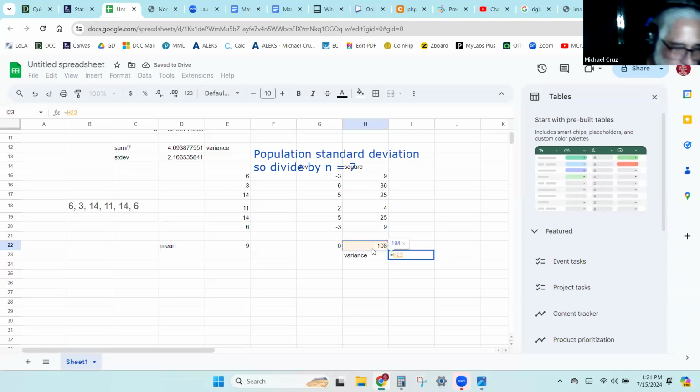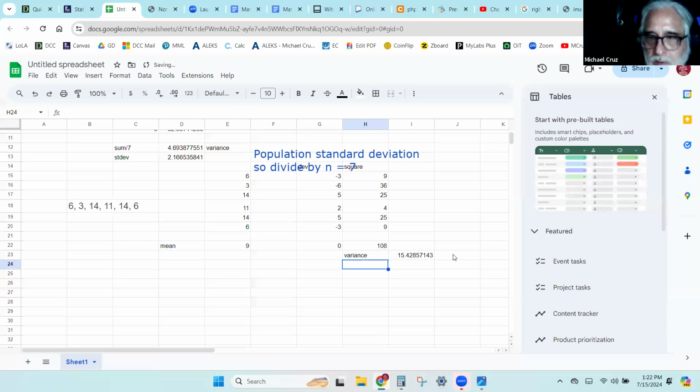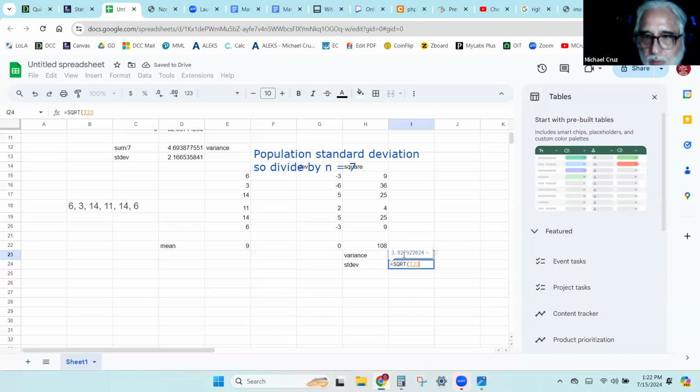108 divided by, and it was 7. So there's your variance. If you wanted the standard deviation, you would take the square root of it. But we want the variance. So this is what we want.